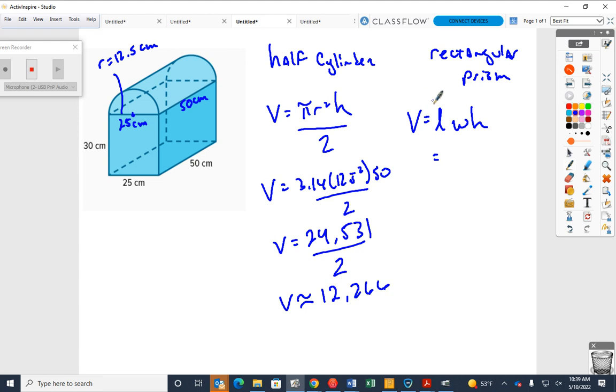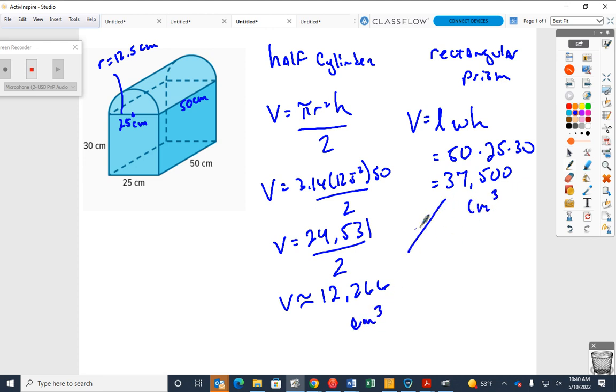Okay, does it matter which one I make my length, my width, or my height? In other words, if I multiply 1 times 2 times 3, is it the same as multiplying 3 times 2 times 1? It doesn't matter what order you multiply them, right? So you can just plug them in. So I can do 50 times 25 times 30. And what do I get when I multiply all those? 37,500, is that right? Okay. And this is feet or centimeters cubed, centimeters cubed.